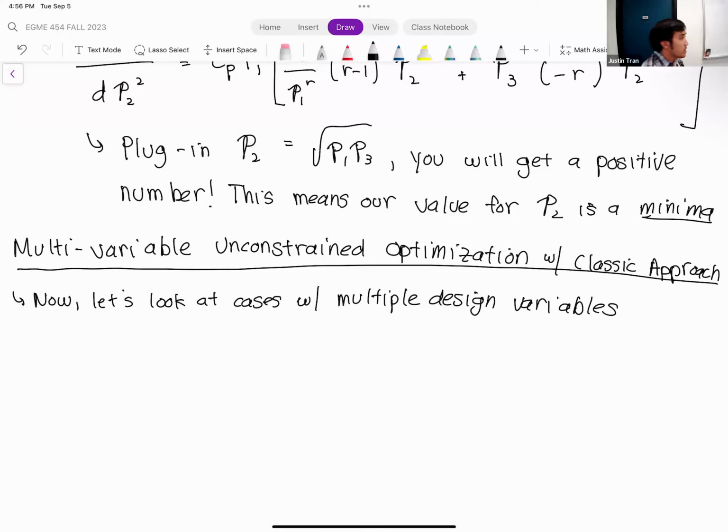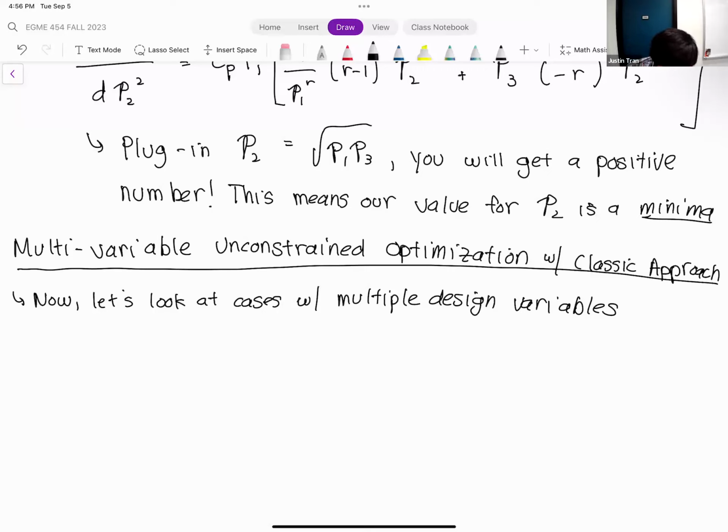We're going to look at cases with multiple design variables. Now our objective function will have more than just one x, so it'll be x1, x2. We're not going to get beyond 2 because the work required for these methods scales up pretty hard. But in theory, you could apply these methods to 3 variables, 4 variables, 5, as many as you want, as much as you have patience for the algorithm.